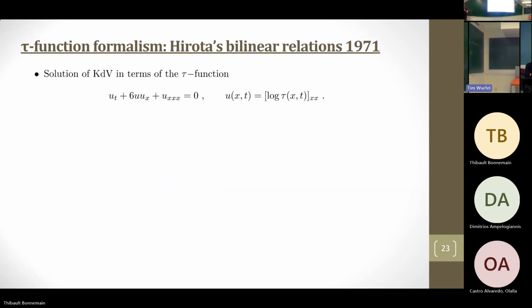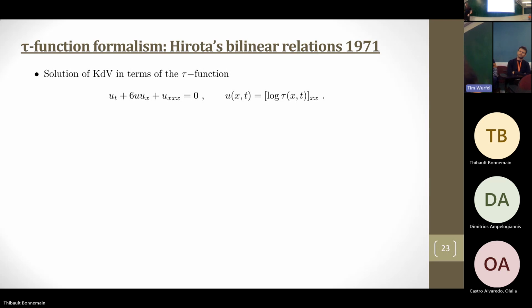Okay, so the last formalism I want to introduce is the tau function formalism. I think it is the most convenient way to construct N-soliton solutions. The tau function was introduced by Hirota. He didn't call it like that at the time, but it was introduced in his paper. Yes, it's very close to Kowalevski in idea.